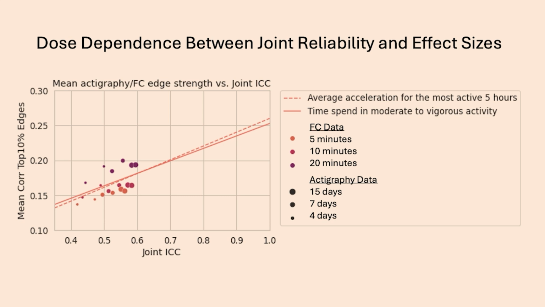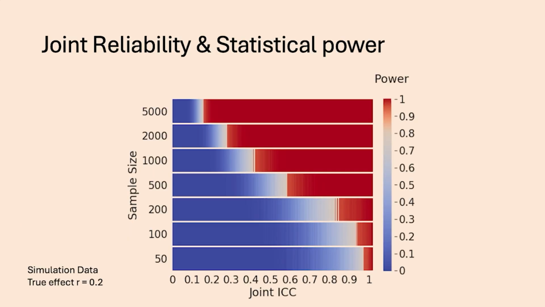If we look at every combination of functional connectivity and actigraphy data, we see this nice dose-dependent relationship with these 2 different types of actigraphy variables. The higher your brain and behavior data get in reliability, or the joint reliability of the 2, the stronger your effect sizes become.